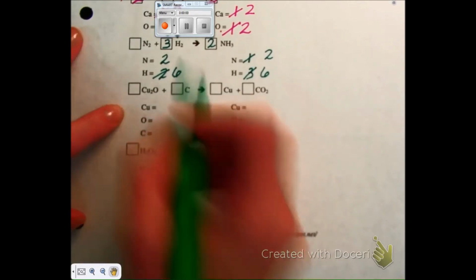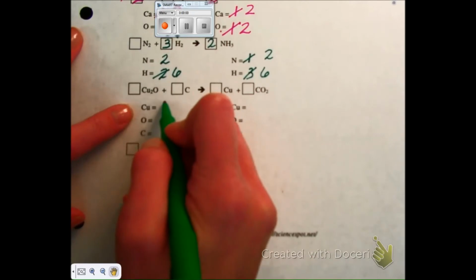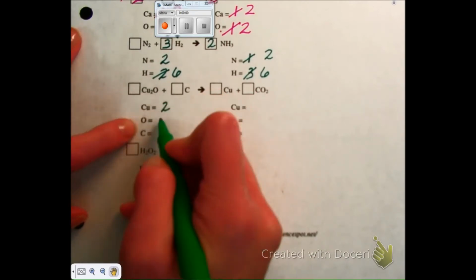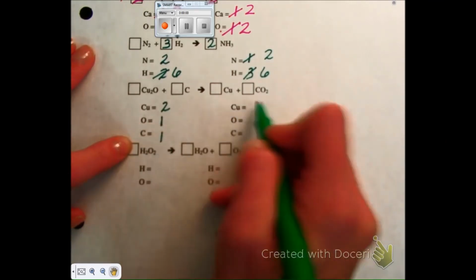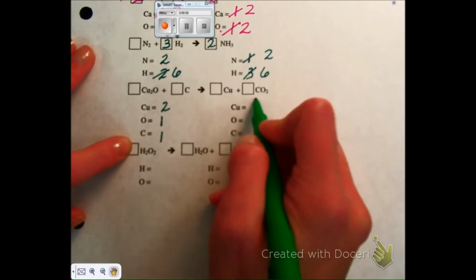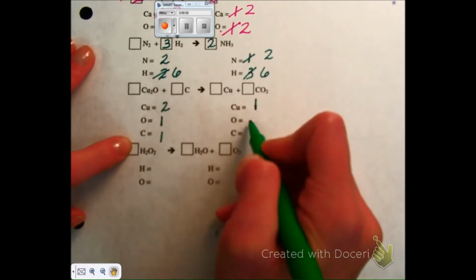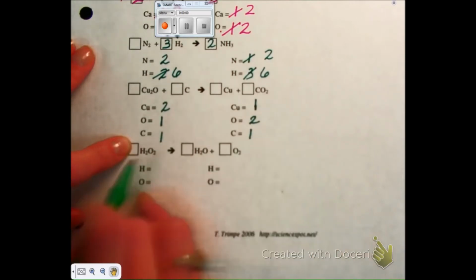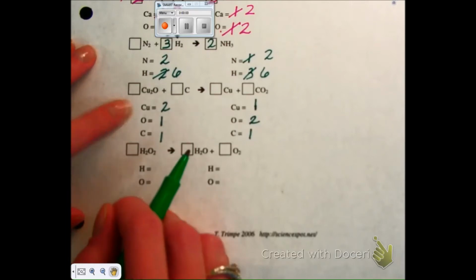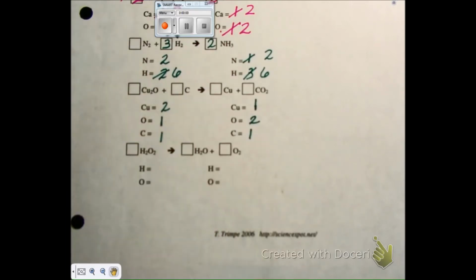So let's do that. How many copper? How many oxygen on our reactant side? How many carbon? Okay. On our product side, how many copper? How many oxygen? And how many carbon? Okay, so our carbon is balanced, but not our copper or our oxygen. Would anybody like to suggest how I might proceed from here? Wes?